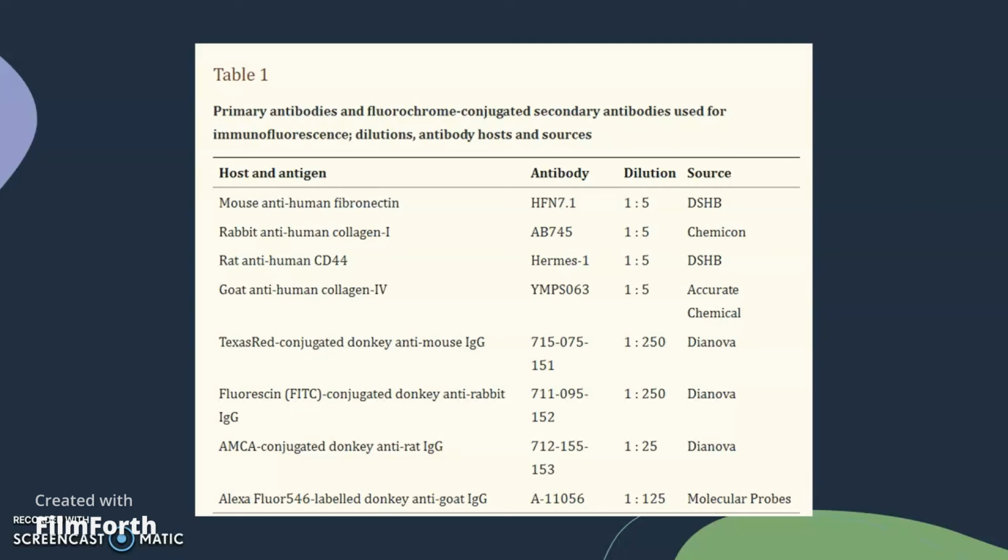Here, this table pretty much shows what specific host they used for each of the antibodies. And so here you can see fibronectin was made with mouse antibodies. For collagen 1, the host organism was a rabbit. For CD44, the host organism was a rat. And for collagen 4, the host organism was a goat. And they did something very similar with the secondary antibodies, but they made them specific to each of the primary antibodies to make sure that they can attach to them.